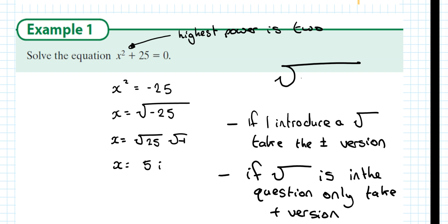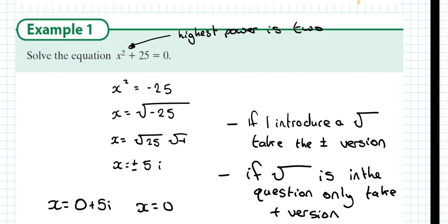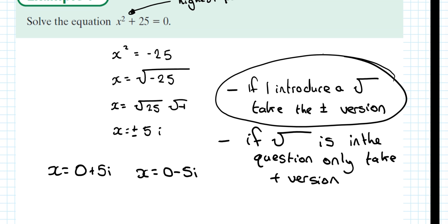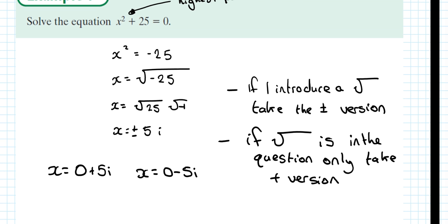When the question had said square root of minus 16, I just said that's 4i. But if I had introduced the square root to solve the question, then it's plus or minus, and we like to write it as x is equal to 0 plus 5i, x is equal to 0 minus 5i. So we like to include the real part here. The 0 in this case is the real part, the imaginary part is the 5 and the minus 5. Okay, so if you have a scenario like this, subtract 25 from both sides, square root both sides, and then solve. But make sure if you're introducing the square root, you take the plus and the minus version.